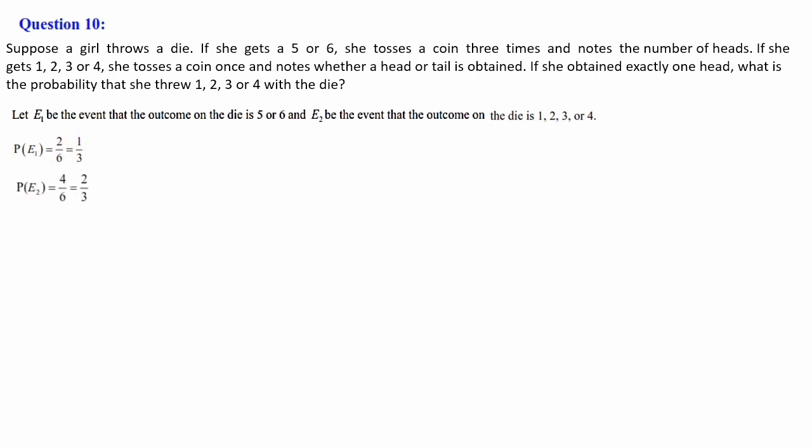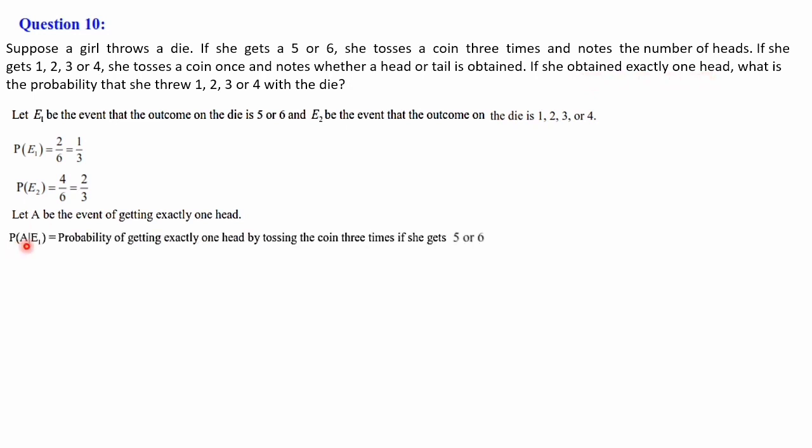Probability of E2, in the sense other than 5 and 6, all other numbers 1, 2, 3 and 4. So total 4 out of 6. 4 divided by 6, that is 2 by 3. Next, let A be the event of getting exactly 1 head. That is what is mentioned here: she obtained exactly 1 head, that we have taken as A.